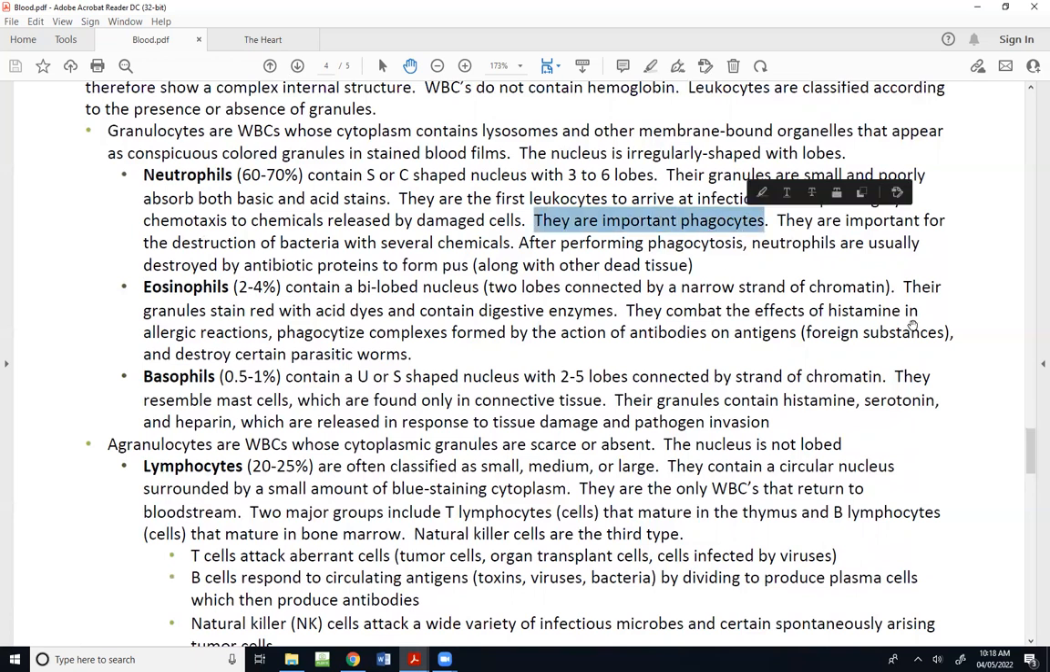They are also important phagocytes, which, if you want to visualize what phagocytes are, are cells that can basically gobble up viruses and bacteria and digest them. So think of these guys like Pac-Man, running around and swallowing things and digesting them. So they're very important. They are especially important for destroying bacteria using several chemicals. After performing phagocytosis, neutrophils are usually destroyed by antibiotic proteins, which results in the formation of pus, that whitish material. Think of zits and that kind of stuff, but it's dead neutrophils plus other dead tissue.